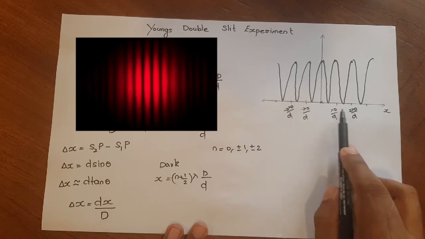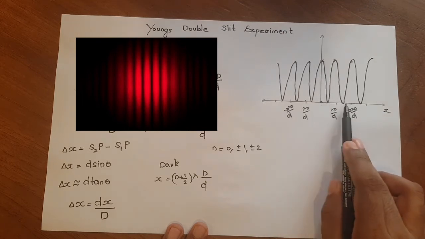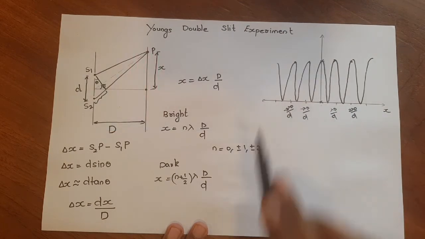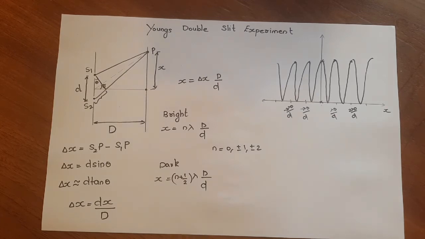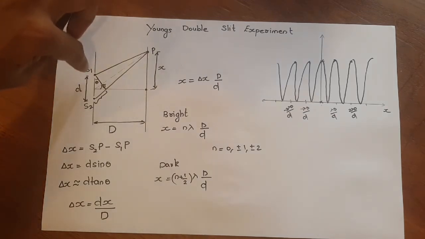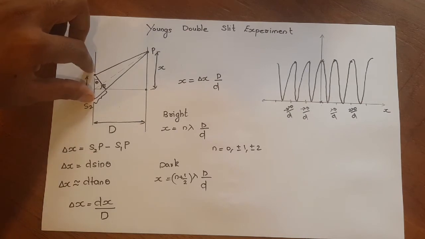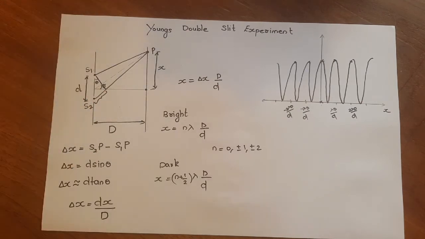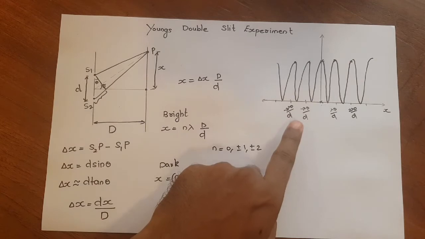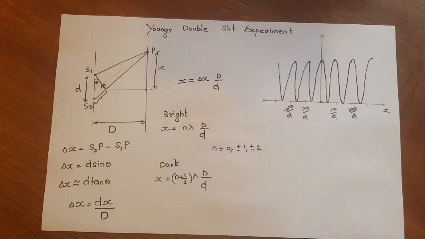Which means at these x distances, we will get dark points, which means at those points the light from S1 and the wave from S2 are interfering with each other and they are getting cancelled out, which means at those points we are getting light plus light, which will give no light, which means we are getting destructive interference.